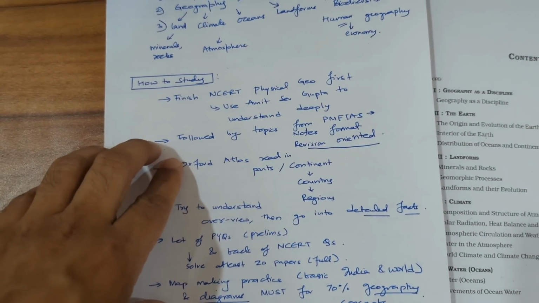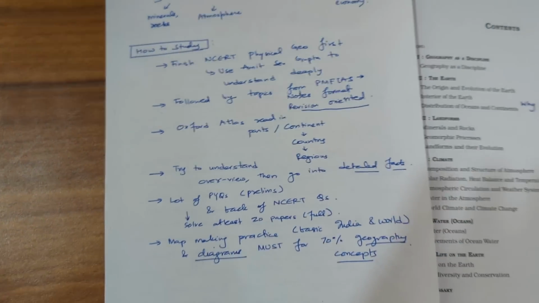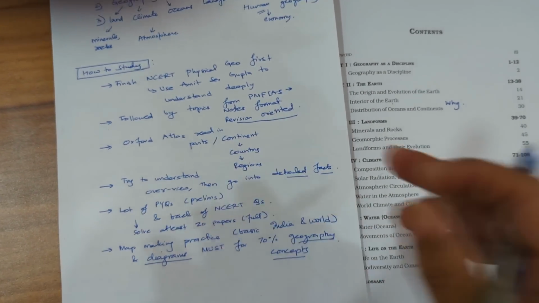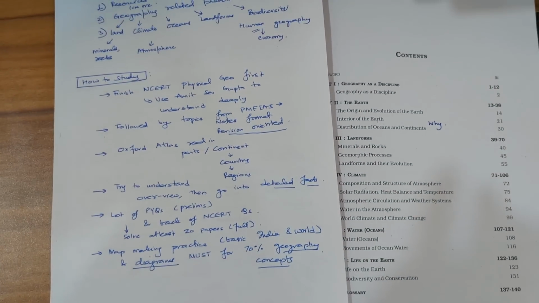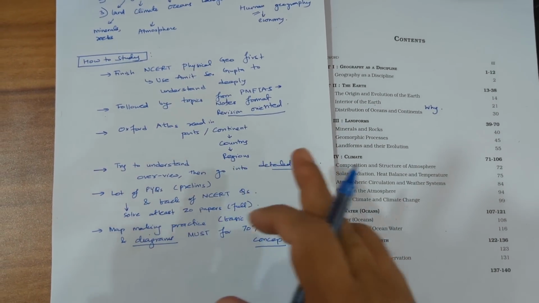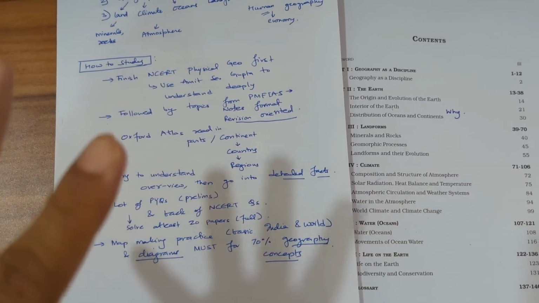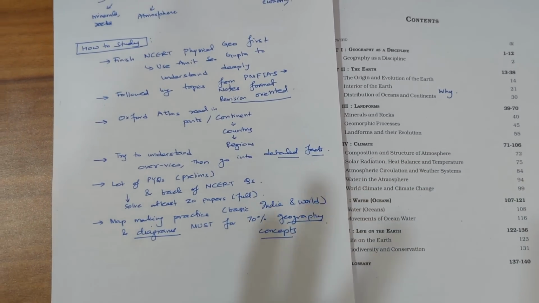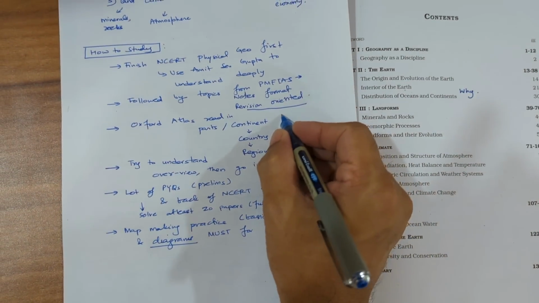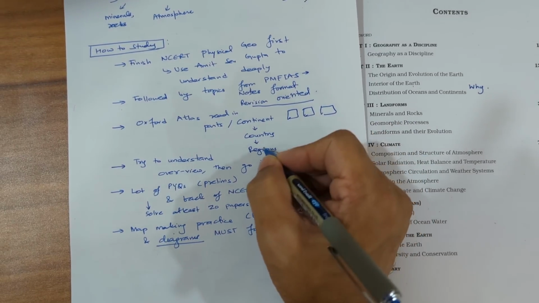Then I would also use my Oxford Atlas and read it in various parts. So how would I study the Oxford Atlas? Basically I will go to a continent, understand that continent, then I would go to one country of that continent, and then regions of the continent. I would not try to read everything page by page. The atlas should always be approached in blocks of continents, blocks of countries, blocks of regions.